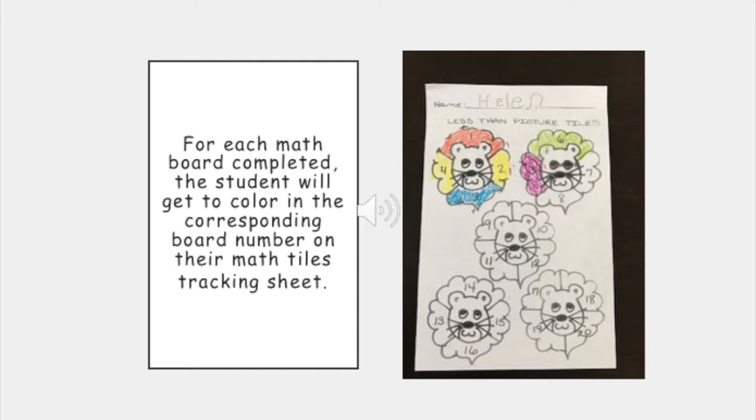Once she has all of these numbers colored in, or all of the boards completed, that means she is finished with the less than picture tiles math packet, and she gets to move on to a new, slightly more difficult math tiles packet. The tracking sheets like this will be kept at school, but you will get to see them sent home when the child has finished the entire packet.